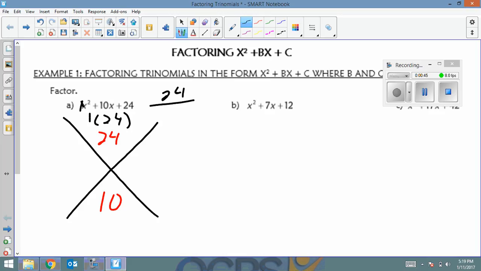Okay, so let's test them. Let's test 2 and 12. If I add those, I get 14. That doesn't work. Okay, let's try 3 and 8. If I add that, I get 11. So that doesn't work. Let's try 4 and 6. If I add that, I get 10. Okay, so these two numbers are going to go onto this side like so.